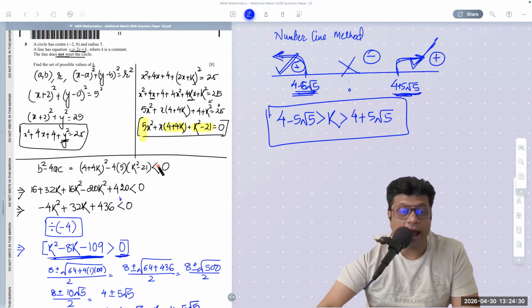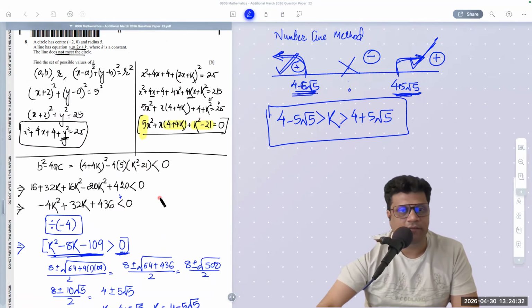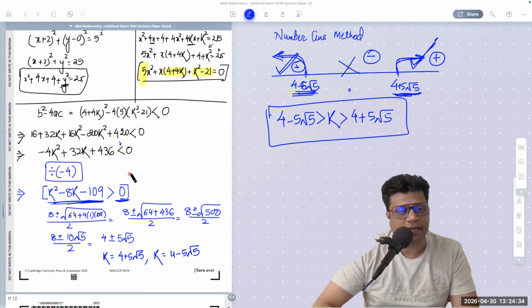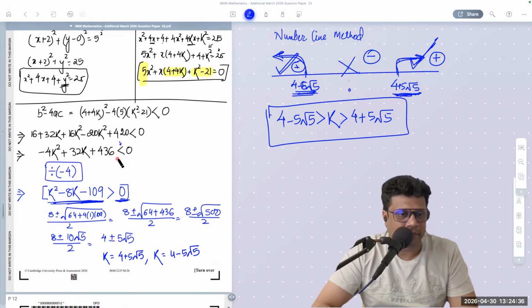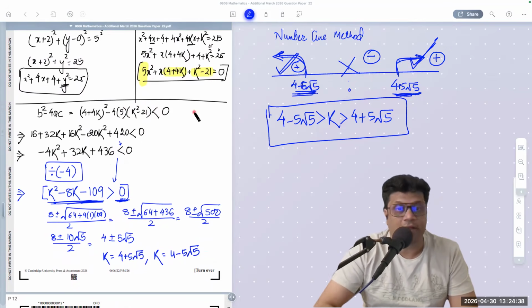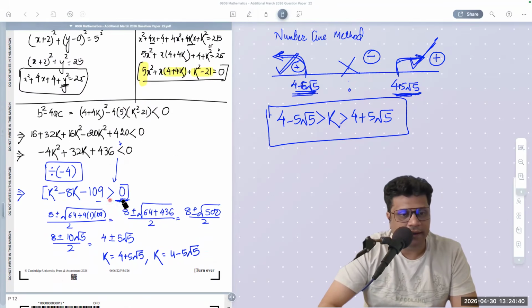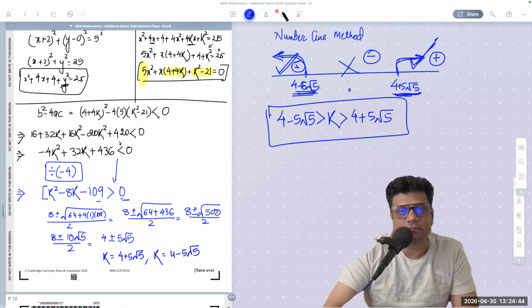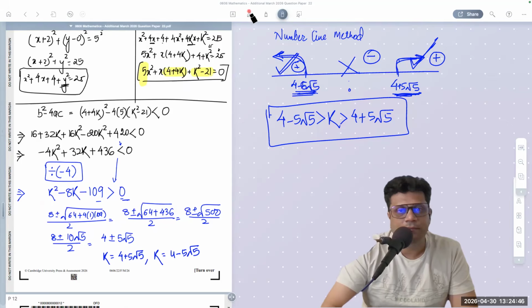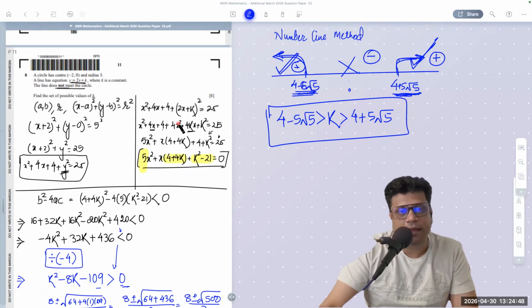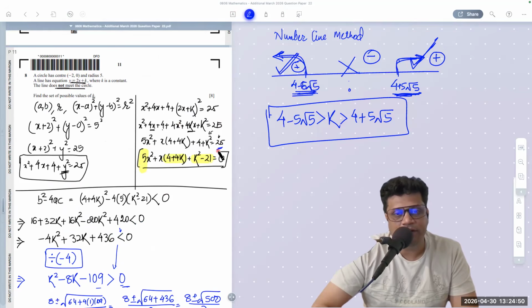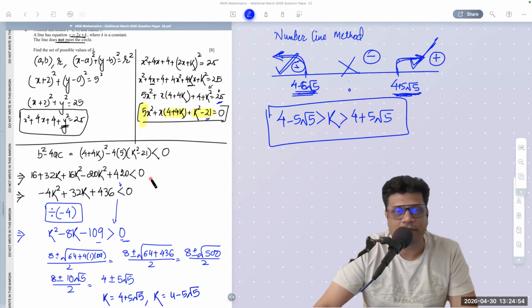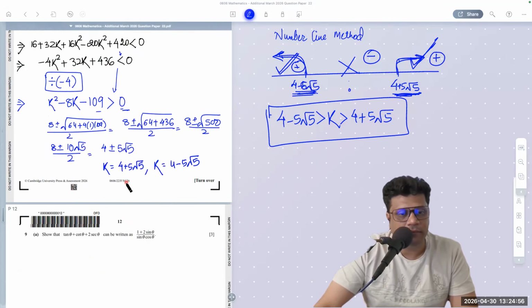When I attempted this question the first time, I made a few silly mistakes. I forgot to flip. Well, you should not do that. And there was one more mistake, if I remember. This 25 should be taken to the other side and it becomes a negative 21. I did not do that. So that was my mistake.